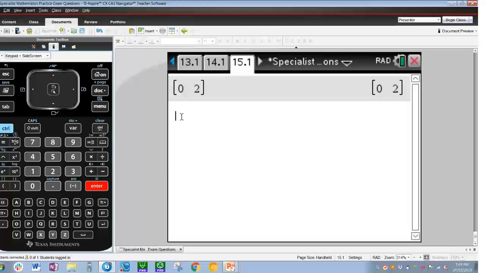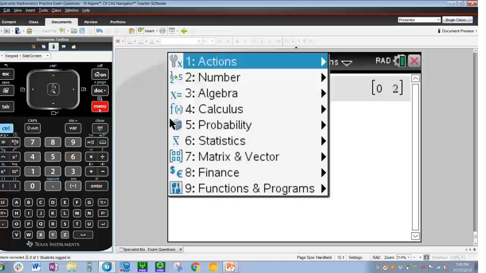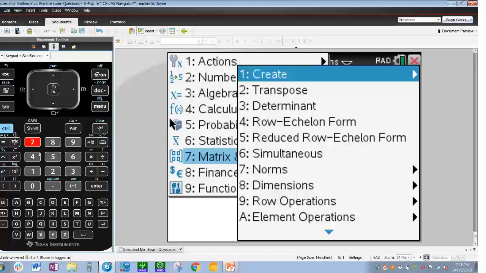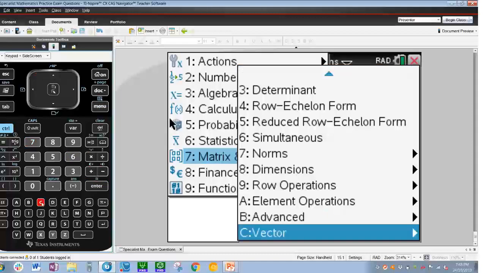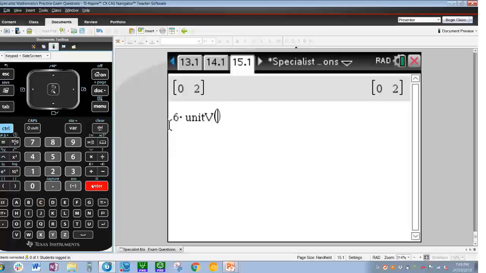Okay, now to get force F2, this one's a bit trickier because we get given a direction as a particular vector, but we want it to have magnitude 6 newtons. The best way to do that is to take 6 and multiply it by the unit vector of the direction vector. So to do that, I'm going to press 6 multiplied by, and then menu, 7 for matrix and vector, press up for vector, or you can press C as well, and then press 1 for unit vector.